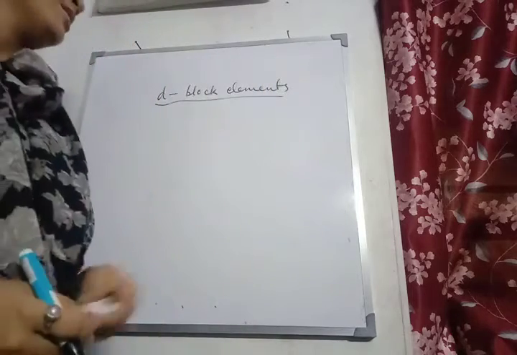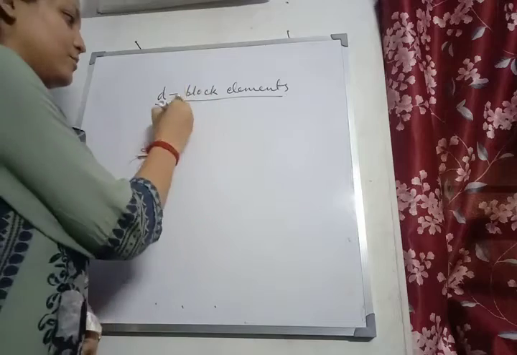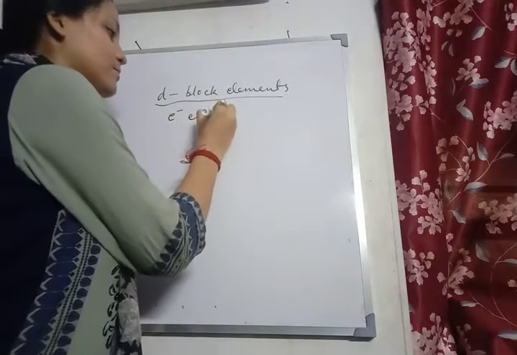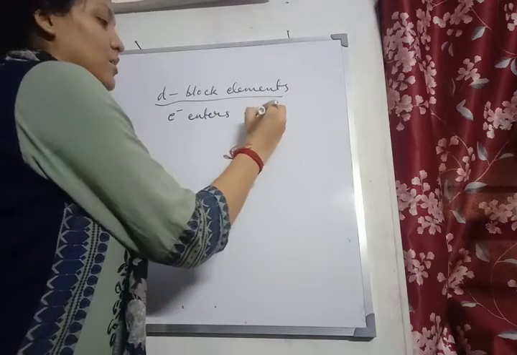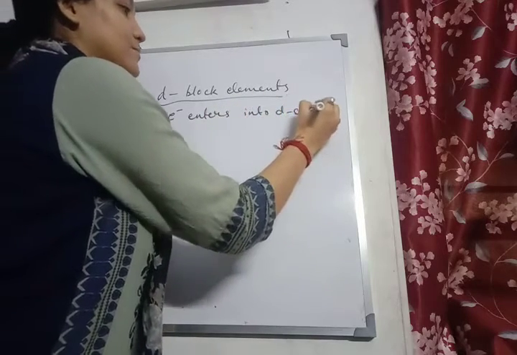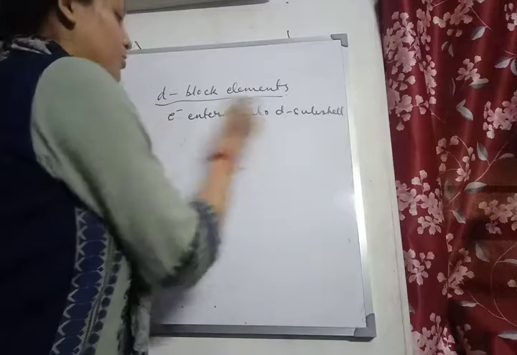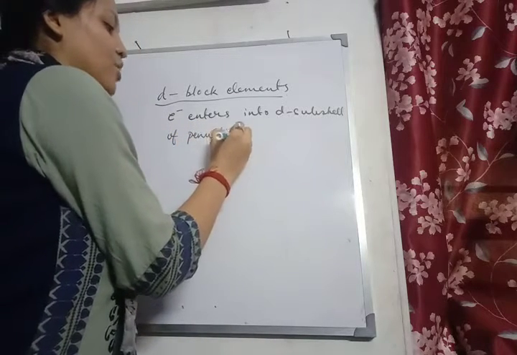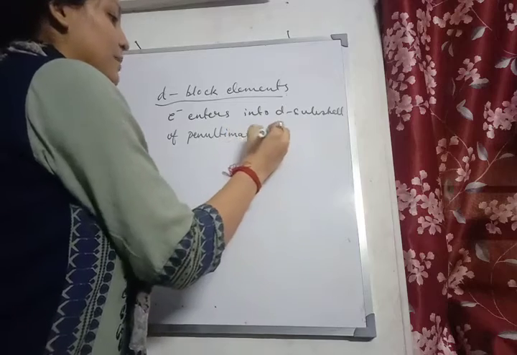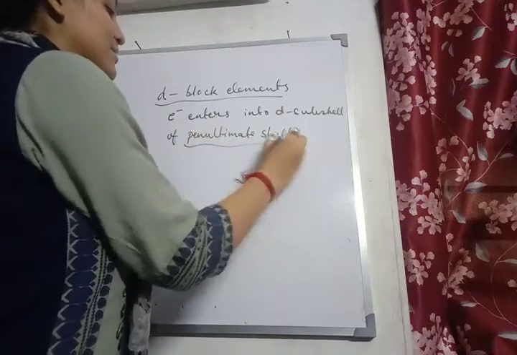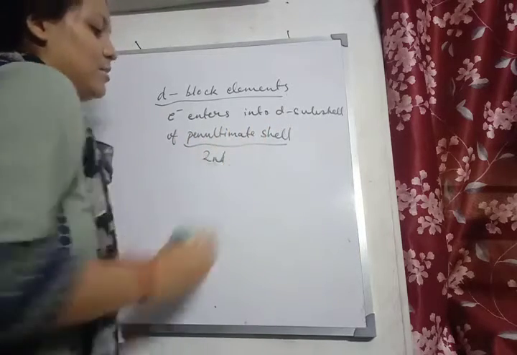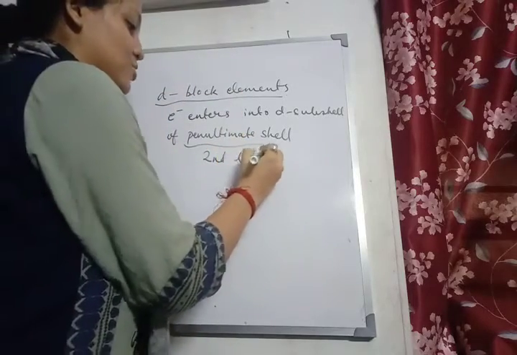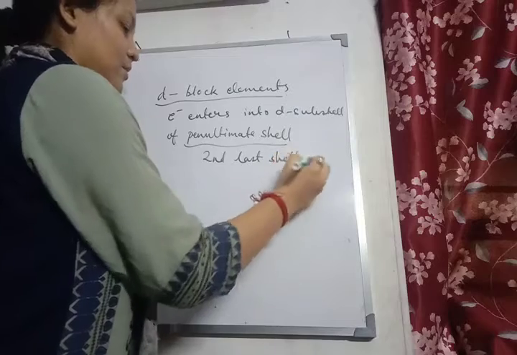So what are they? They are the elements where the electron enters into the D subshell of the penultimate shell. Now what is the penultimate shell? Penultimate shell is your second last shell. It is one shell before the valence shell. Okay, it's the second last shell.